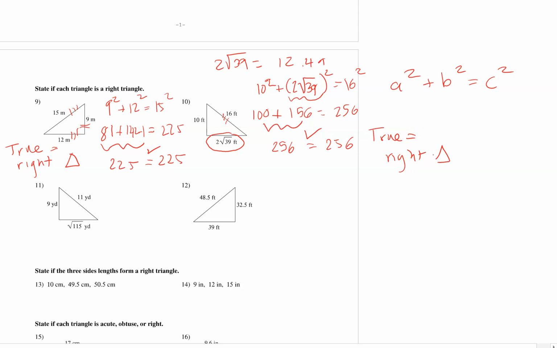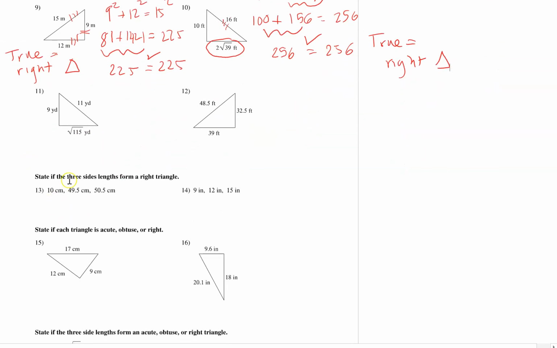So when you're doing your work, you need to show me mathematically using the Pythagorean Theorem if it's a right triangle. You can't just go ahead and play a guessing game. You need to show your work. If it's not a right triangle, I need to see that the left and the right side aren't equal. All right, cool. So 9, 10, 11, 12 are very similar to 13 and 14. You just need to go ahead and use the Pythagorean Theorem to your advantage.